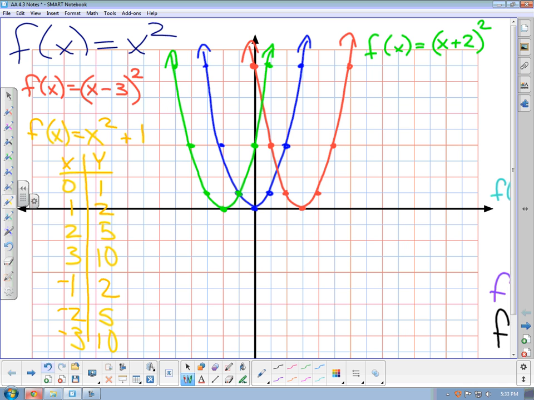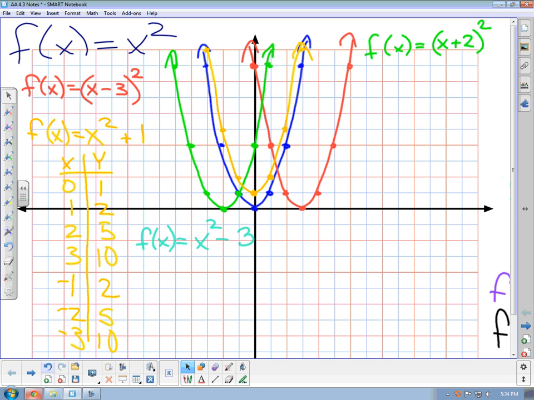And so 0, 1, 1, 2, 2, 5, 3, 10. Negative 1, 2, negative 2, 5, and negative 3, 10. And now our parabola looks like this. All right, and now one more.